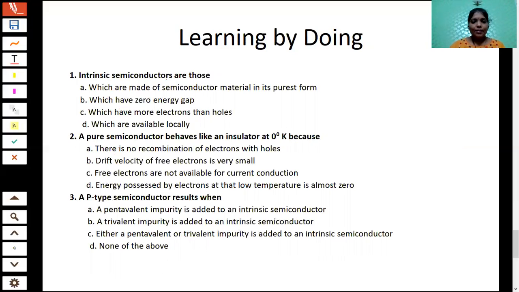So intrinsic semiconductors are those... What is the meaning of intrinsic semiconductor material? Those which are made up of semiconductor material in purest form, or which have zero energy gap, or which have no more electrons than holes available locally. The correct answer is that intrinsic semiconductors are made up of semiconductor material in its purest form. So answer A is the correct option.